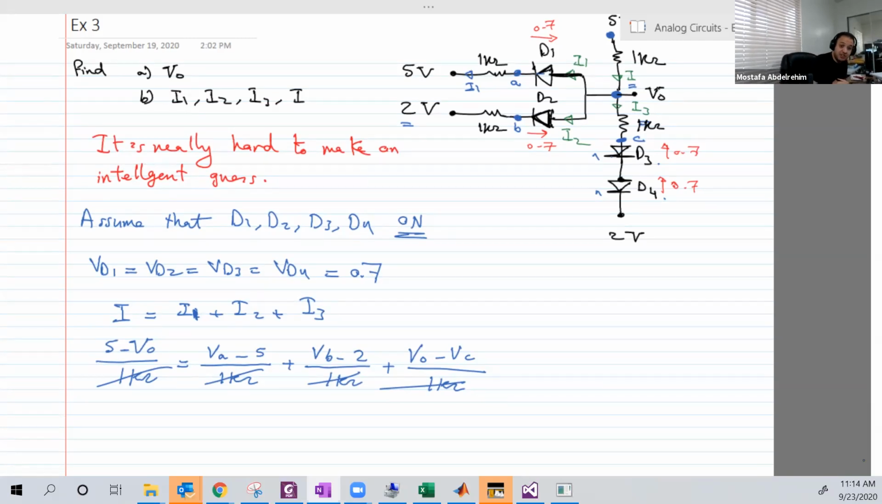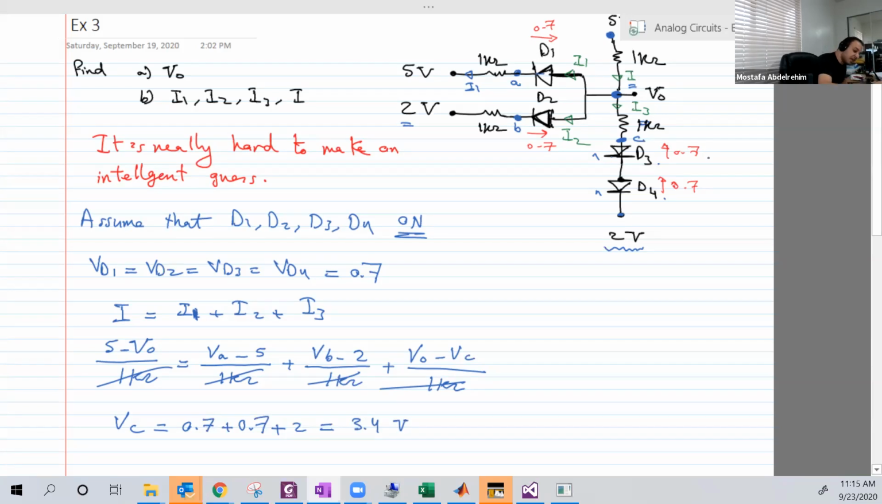So let's start with the easiest one, C. Okay, so we know that from this point in here, this point has a voltage source of 2. This guy is unknown, but we know, based on our assumptions, that these 2 diodes, 3 and 4, are on. And this is the direction of this 0.7. So VC is actually equal to 0.7 plus 0.7 plus 2. And this will be equal to 3.4 volt.